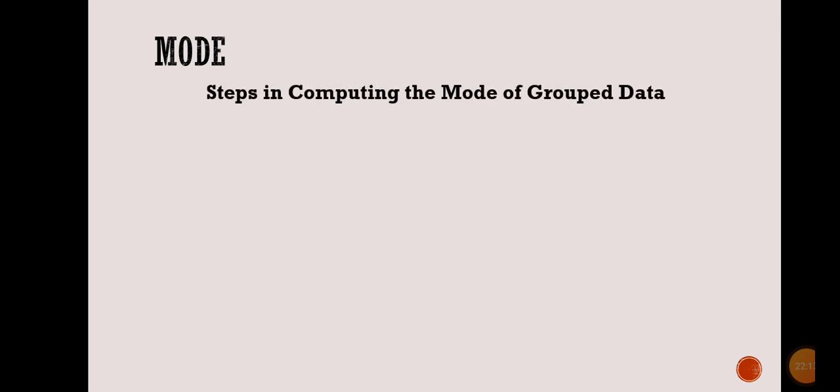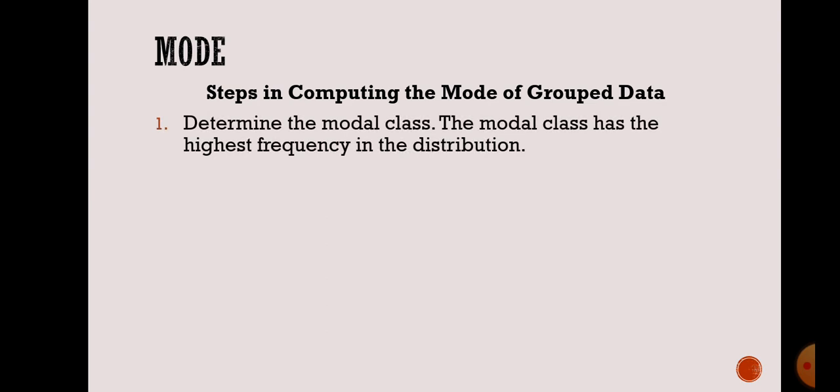Okay, so next would be the mode. Again, mode is the data with the most number of occurrences. Here are the steps in computing the mode of group data. First thing to do is to determine the modal class. The modal class has the highest frequency in the distribution. Second is to get the lower boundary of the modal class.